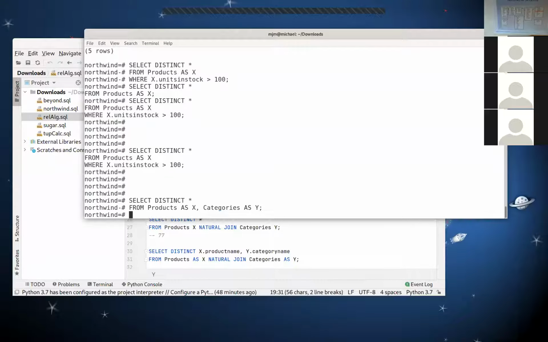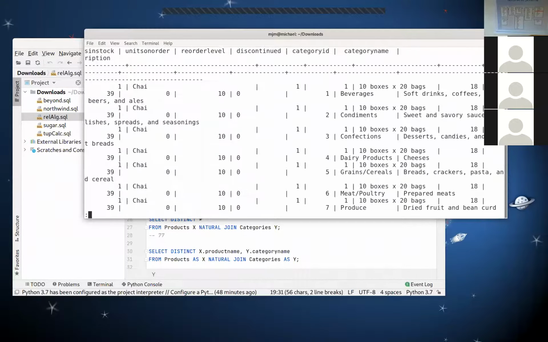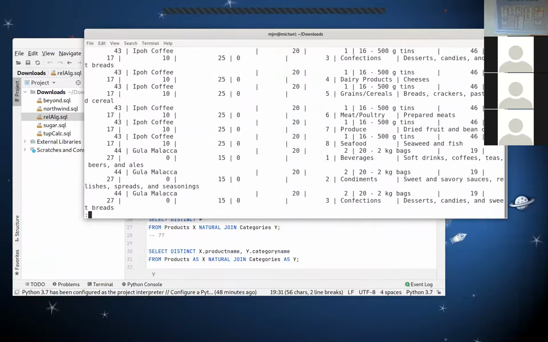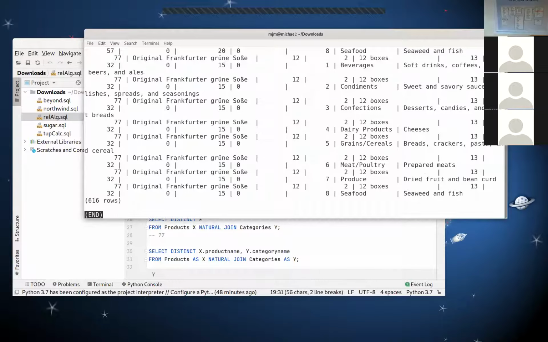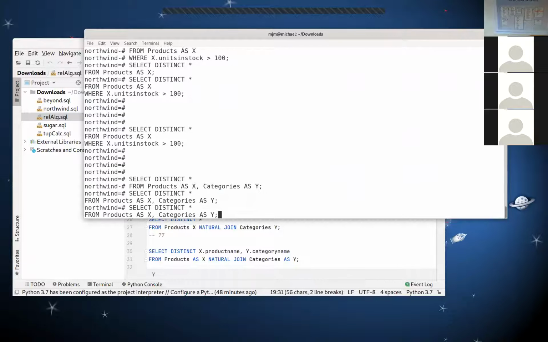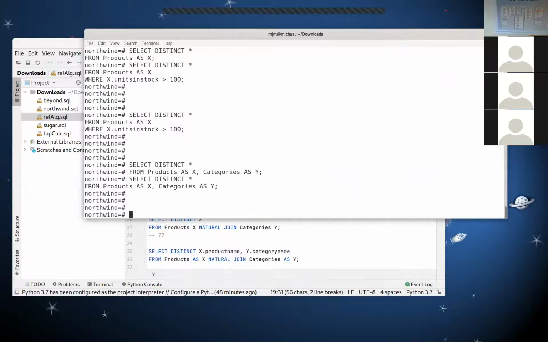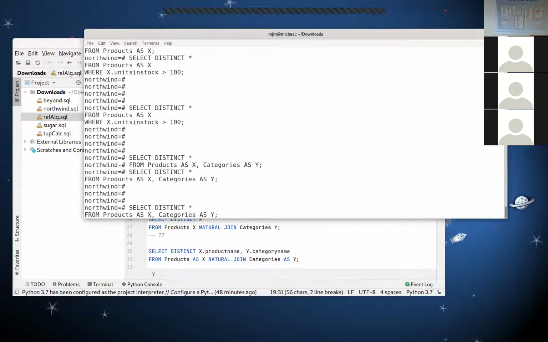If we look at that, I wanted to show the logic of this. 616 rows, and if we look, I think I have it commented here. If I say select, now this is not relational algebra.